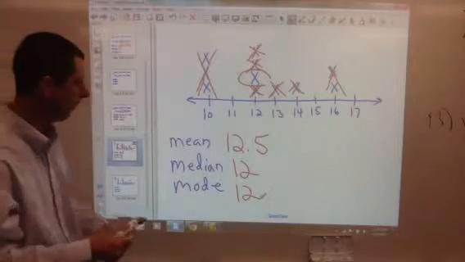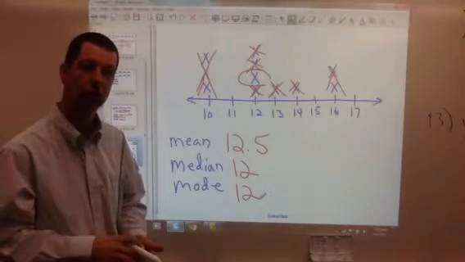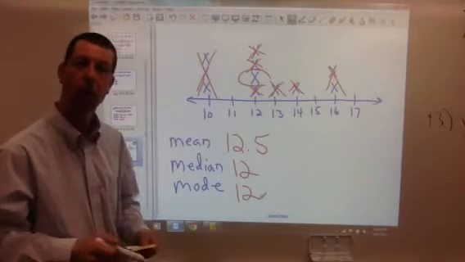Okay. So that basically takes us through the measures of central tendency, the mean, median, and mode. Hopefully this helped.